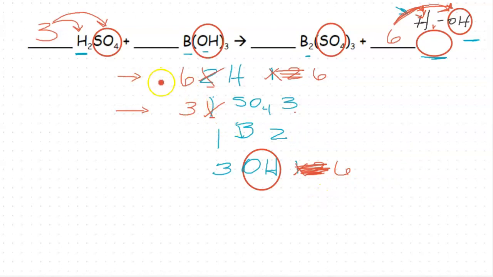So now I have 6 hydrogens on either side. I have 3 sulfates on either side. Now I can turn my attention to the B. I have 1 on the left and 2 on the right. So I'm going to put a 2 in front to double that. 2 times the 1 gives me 2 B's, but it does distribute to the OHs also. I just doubled my number of hydroxides. So 2 times 3 is 6. And now I have 6 hydrogens on both sides, 3 sulfates on both sides, 2 B on both sides, and 6 hydroxides on both sides.